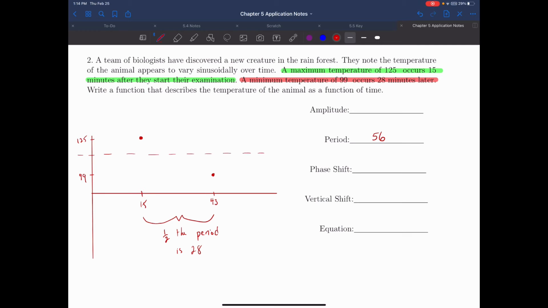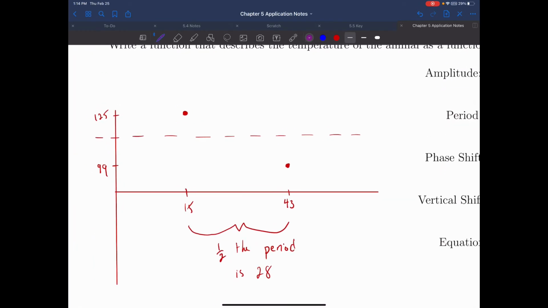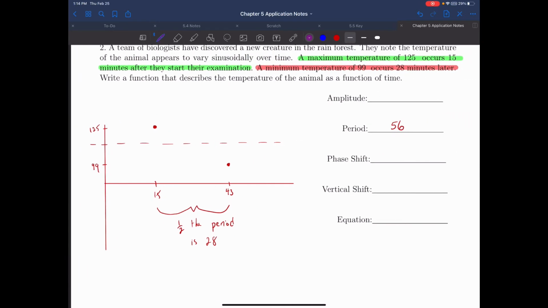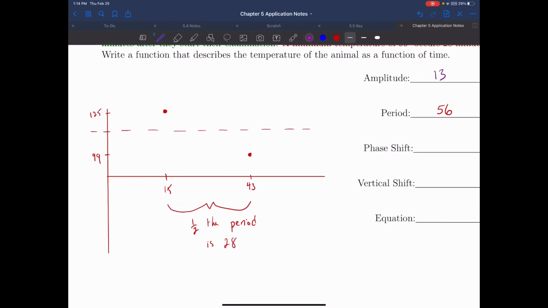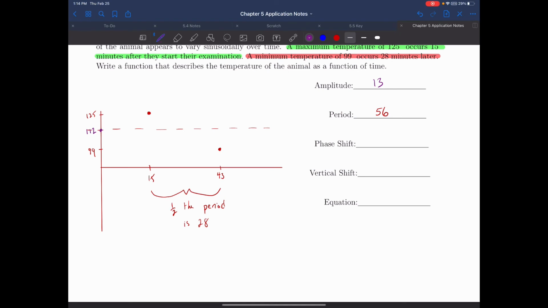So the midline is, we're going to get that by subtracting 125 minus 99 and then dividing it by 2. So 125 minus 99 is 26. So then to get the amplitude, we're going to divide that by 2. So the amplitude is 13. And then we need to get the vertical shift. So to get the value here for the midline, we're just going to add 13 to 99. So this would be at 112. So the vertical shift is at 112.